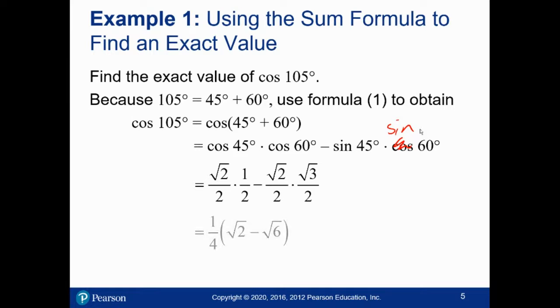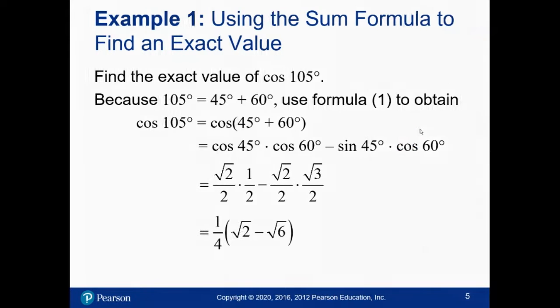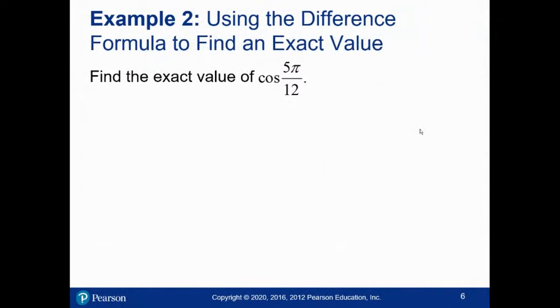We've got a common denominator of 4 that we factor out, leaving behind root 2 minus root 6. Please observe root 2 minus root 6 is definitely not the square root of 4. Whatever it is, it's a negative number. But note that 105 degrees is in the second quadrant, where the x-coordinate is negative, so we expect the cosine to be negative. So here we have it. This is the exact value of cosine of 105 degrees, 1/4 times the square root of 2 minus the square root of 6.